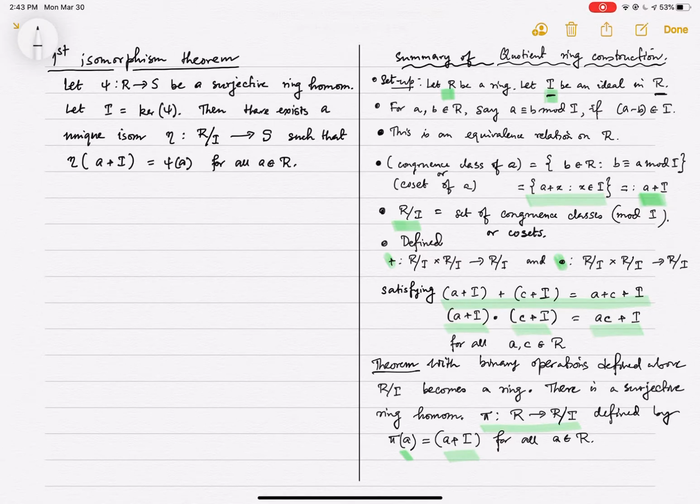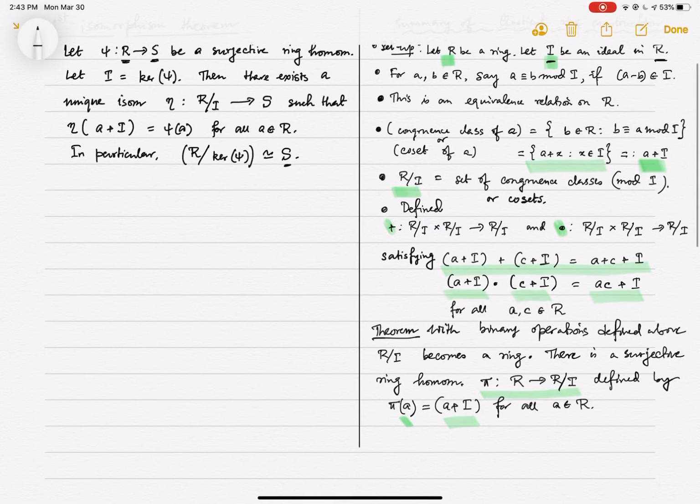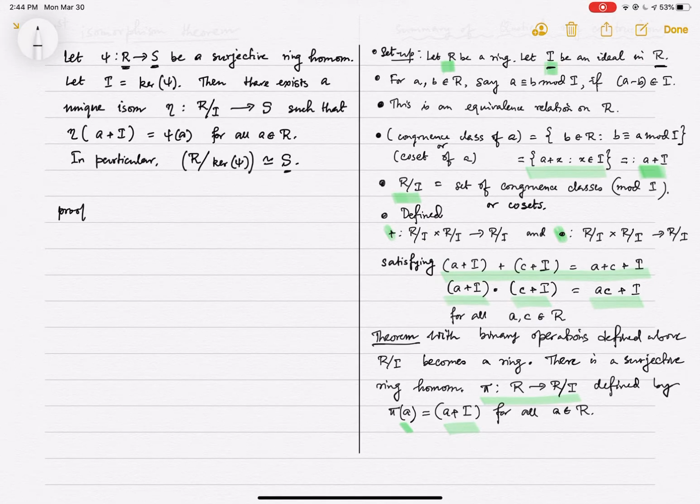So this is the statement of the theorem, but I want to emphasize something. In particular, what this says is that if you have a surjective ring homomorphism from one ring R to another ring S, then the domain ring modulo the kernel of the homomorphism is isomorphic to the image ring. And this would allow us to identify certain quotient rings with other rings that we have seen.